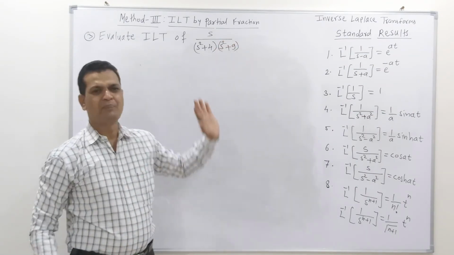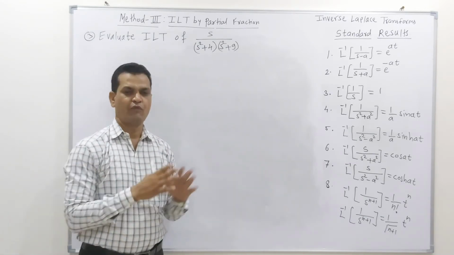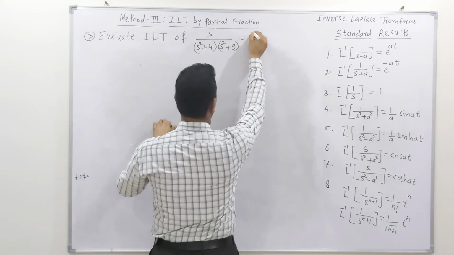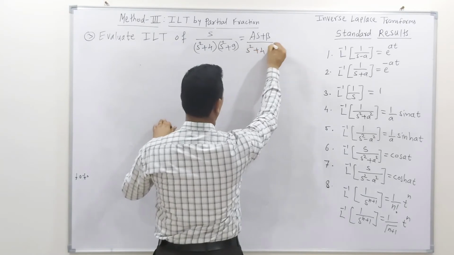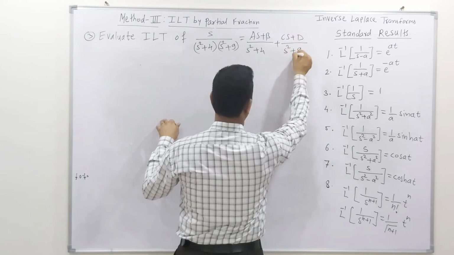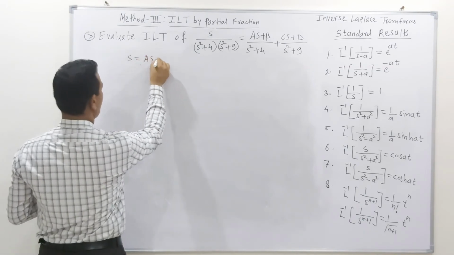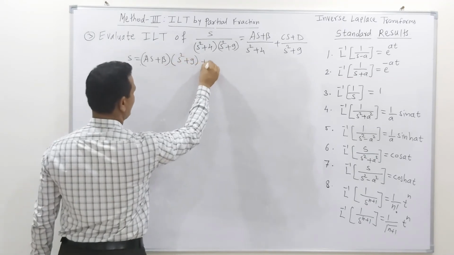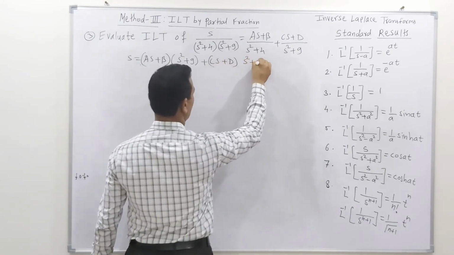Now here we may put s square equal to t and we get linear and non-repeated factors, or we may solve this with the help of quadratic factors. If we write the quadratic factors, then we get as plus b upon s square plus 4, plus cs plus d upon s square plus 9. If we simplify this, we get s is equal to as plus b into s square plus 9, plus cs plus d into s square plus 4.